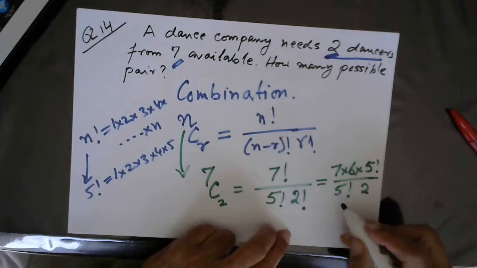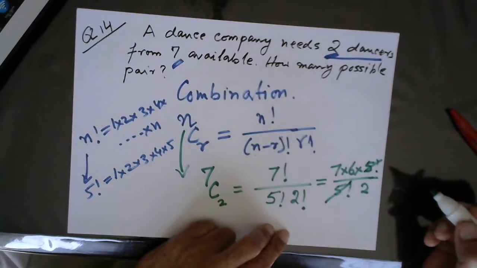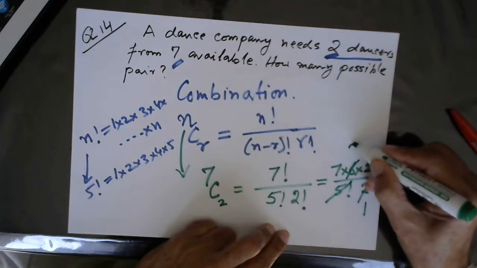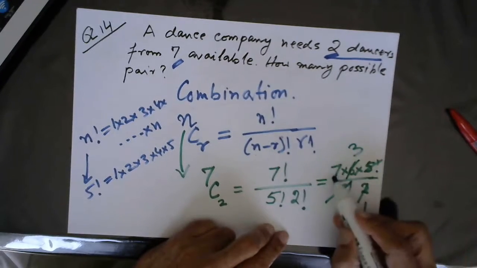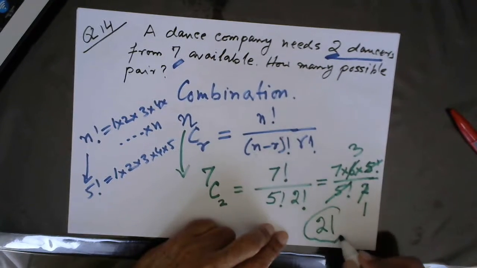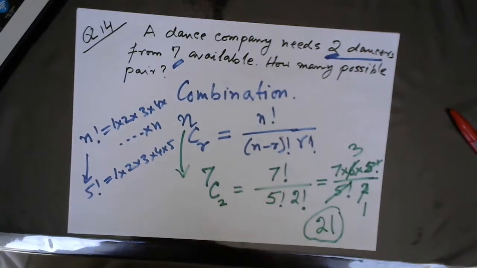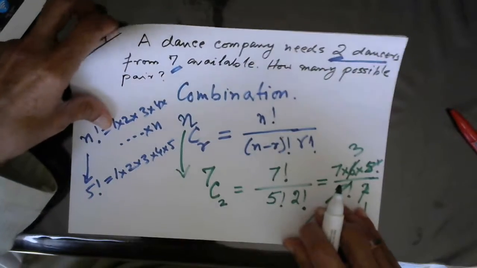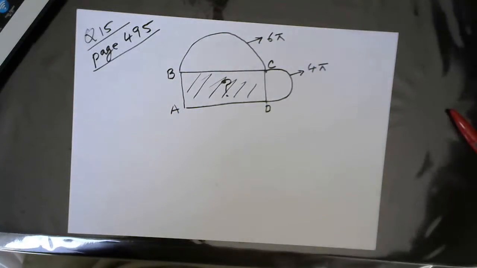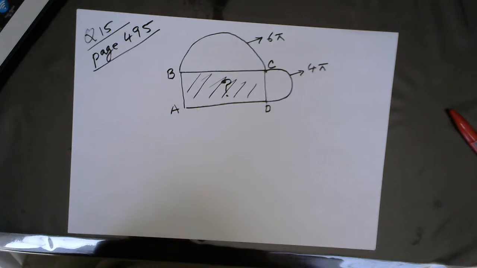So can I cancel 5 factorial with 5 factorial? Yes. And can I say 2 ones are 2, 2 threes are 6? Yes. So we are left with 7 times 3, which is 21. So 21 pairs are possible. So that was number 14. Let us move on to number 15.